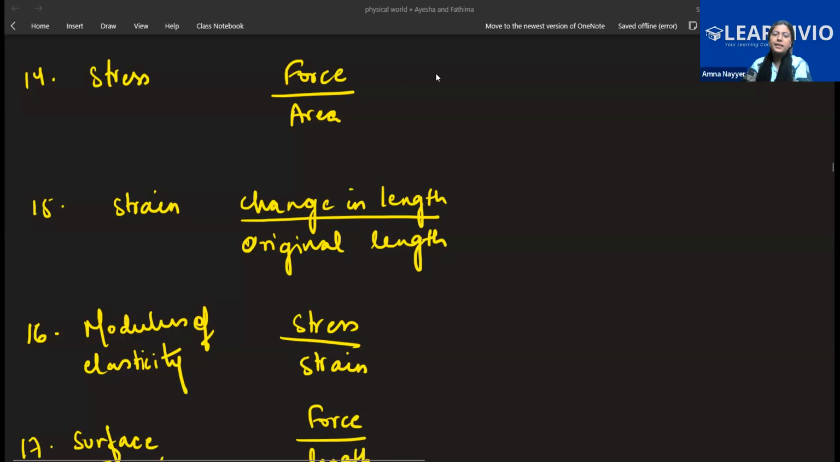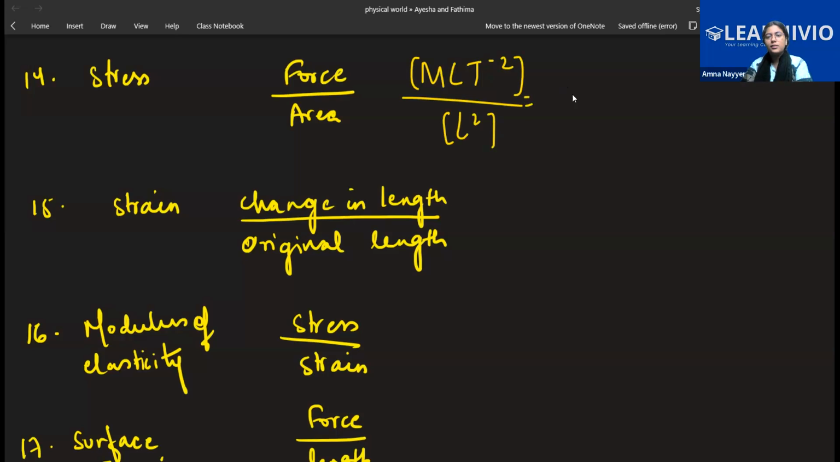Okay, let's check now. Match your answers. Both of you have given. See, force is MLT to the power minus 2, not minus 1. Mass into acceleration, divided by L square. So this becomes M. Now see, this L becomes minus 1, T to the power minus 2. Yeah, Aisha is correct. I think Fatima made a mistake here. She took this as minus 1, right?